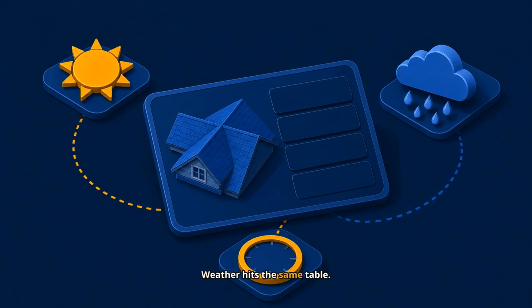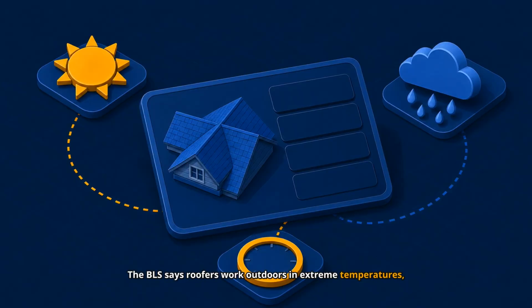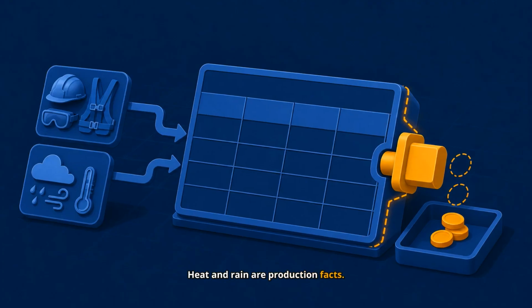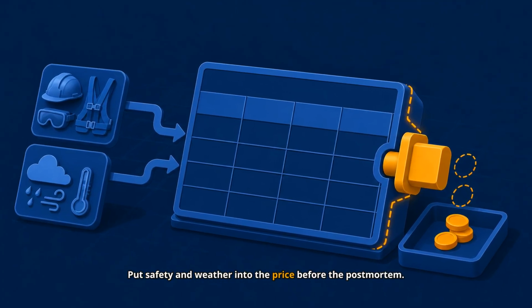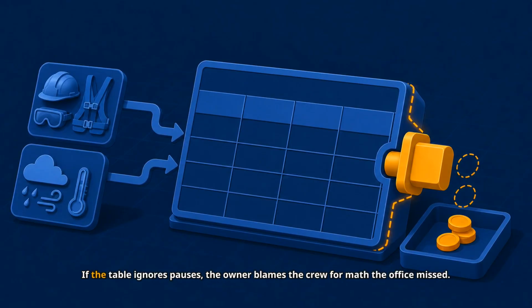Weather hits the same table. The BLS says roofers work outdoors in extreme temperatures, usually do not work during bad weather, and may work overtime in busy summer months. Heat and rain are production facts. Put safety and weather into the price before the postmortem. A postmortem is the after-job review. If the table ignores pauses, the owner blames the crew for math the office missed.